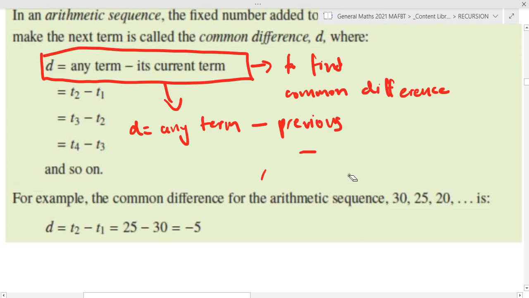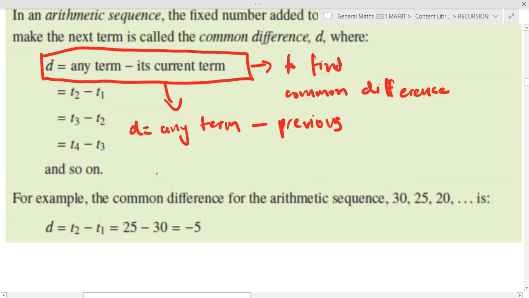Just understand that this is saying you take one number and you subtract the number before it. That's how you get your common difference. So for example here, they've used this as a way to denote it: any term minus the previous term. So if I use T3, it's T3 take away T2. If I use T4, well, it's T4 minus T3. If I use T5, what's it going to be, guys? T5 minus T4, to get the common difference.